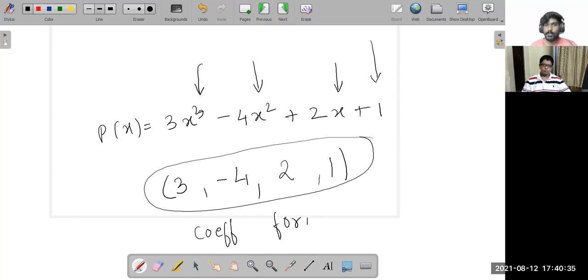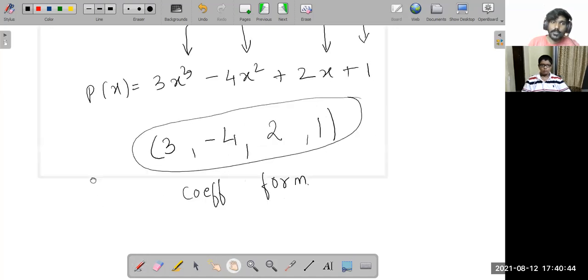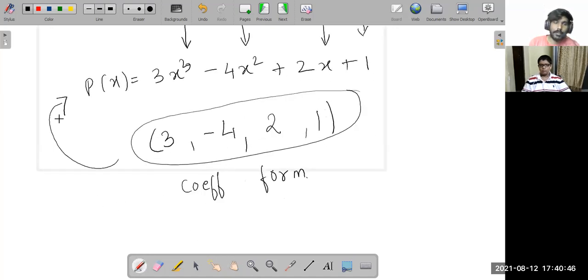Just picking up all the coefficients and writing them with commas and round brackets is called a coefficient form. Now, given any coefficient form, you should be able to form the polynomial also. Now, how to get the power? You count the number of numbers here: 1, 2, 3, 4. So you should understand this first term is the coefficient of x raised to 4, the second is the coefficient of x squared, this is the coefficient of x, and this is 1. You understand this?